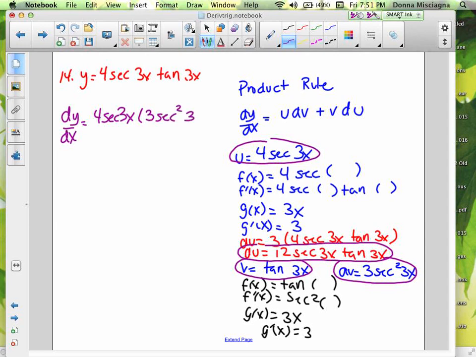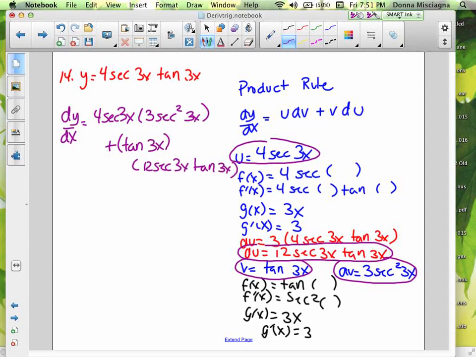squared 3x, plus, because I don't have enough space going across, the v, which is tangent 3x, times the du, which takes up quite a bit of space. And we'll just squeeze them right here. So 12 secant 3x tangent 3x.